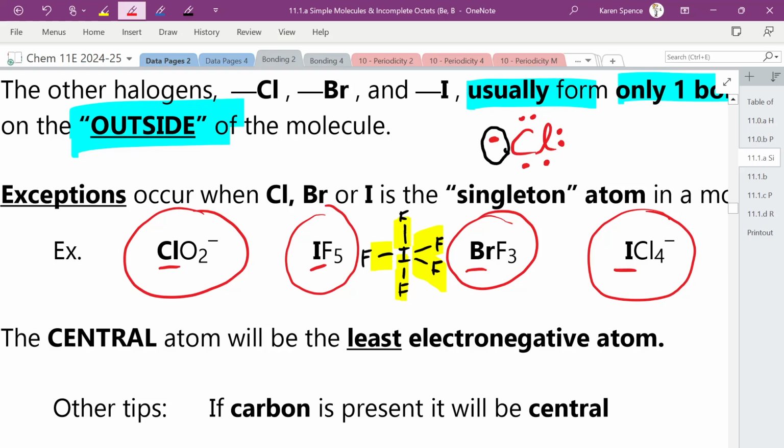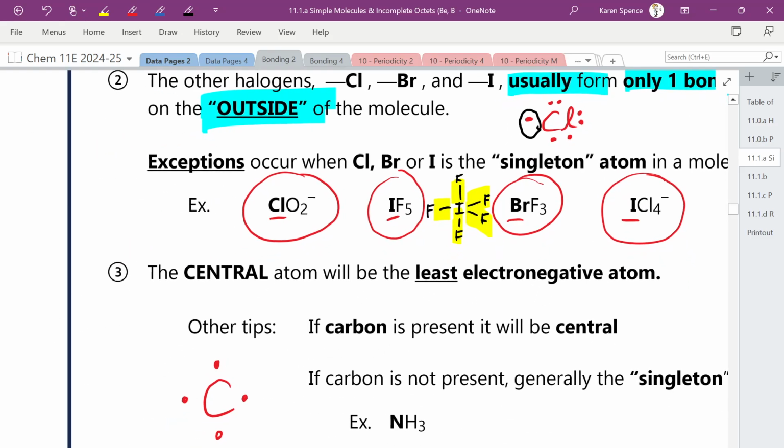ICl4, I is further down the periodic table. Things further down, are they more or less electronegative? Less. So I would go in the middle, both because it is the singleton and because it is further down on the periodic table. Okay? Yes? We have to memorize exceptional cases where it is not middle? No. No.